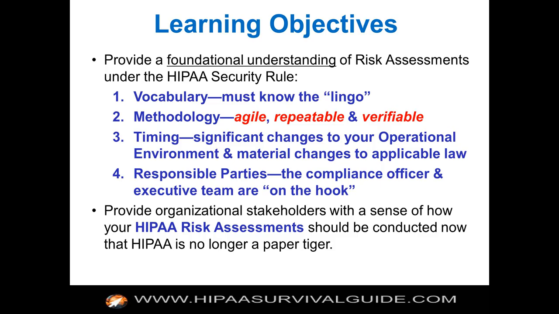And if you haven't done a baseline risk assessment, you absolutely have to, or you're going to be found to be in willful neglect. You're not going to be able to attest to your meaningful use if you've adopted EHRs, etc. So that really has to do with timings, right? Number three, significant changes to your operational environment or material changes to applicable law. We've obviously had material changes to applicable law with the omnibus rule. So again, if you haven't done a baseline risk assessment, and we'll get to this, that's one of the implementation specifications in the security rule. One of the two that are foundational must-dos, or you are almost certainly going to be found to be in willful neglect, if you have a breach, if you have a patient that complains, or if you have an audit.